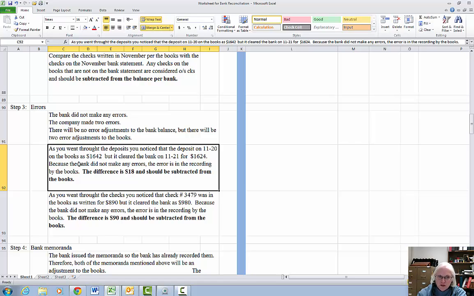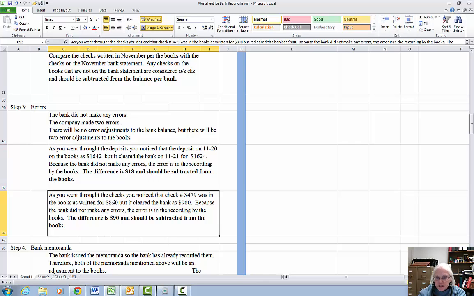Okay, on the first one, as you went through the deposits, we noticed that the deposit on 11/20 was on the books at $16.42, but it cleared the bank for $16.24. So if we make that assumption that the bank did not make a mistake, we can assume that $16.24 is good, and that we show too much money in the books. So what I need to do is subtract $18 from the books. Okay, if you need to listen to that again, stop, rewind, play it again.